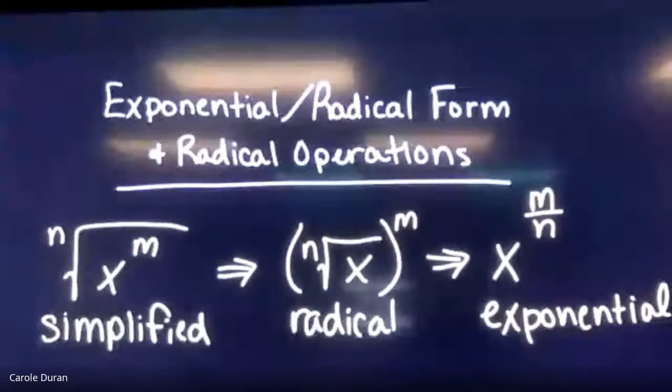So exponential form takes the root and the power and writes it as one singular fractional exponent. Radical form has the radical in it with the exponent outside of it. And then simplified form, which is the way that we use to simplify it down to its final answer, has the exponent on the inside of the radical. Okay, so these are the three different forms that we're kind of going to be working with today.